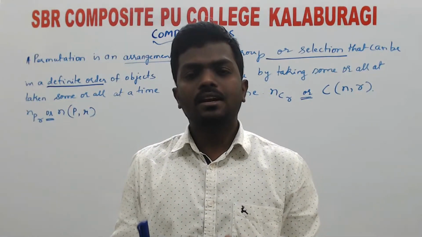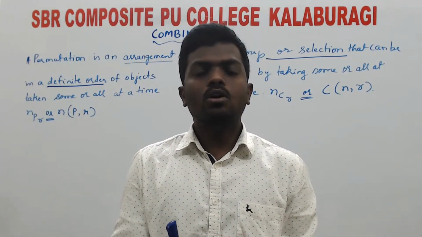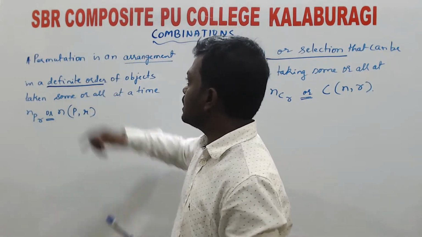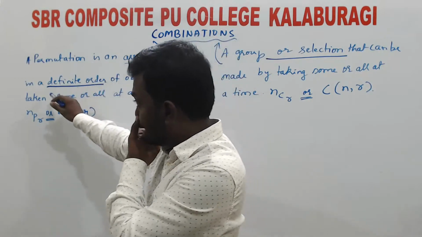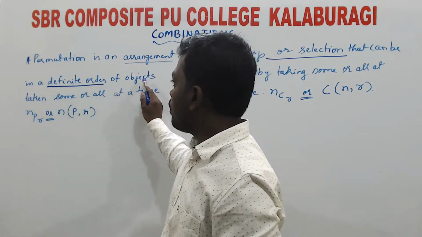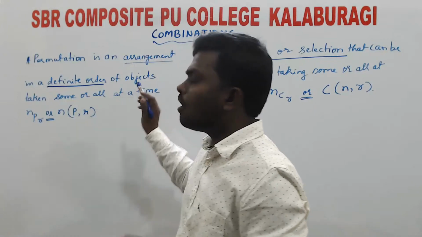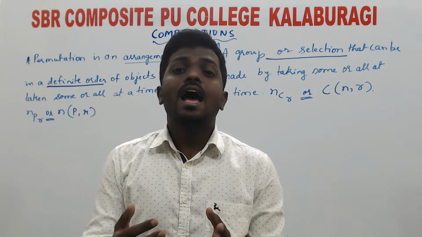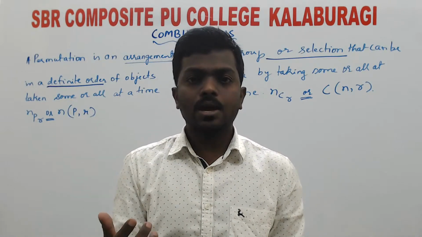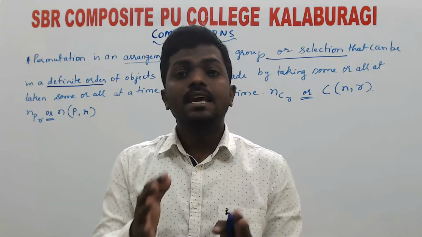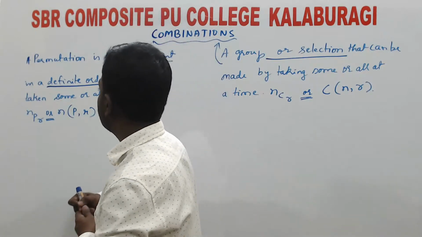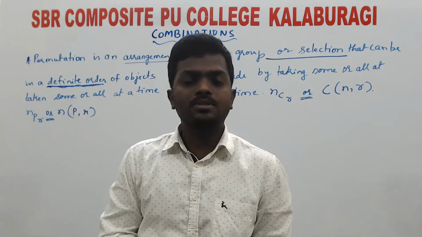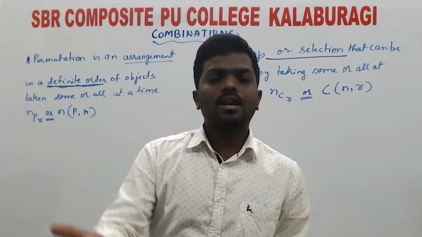Okay. So we have studied till now, we have discussed what we mean by permutations. A permutation is nothing but an arrangement of objects in a definite order, taken some or all at a time. So what was a permutation? A permutation was an arrangement of objects in a definite order. This is important. I have told you in the beginning also.